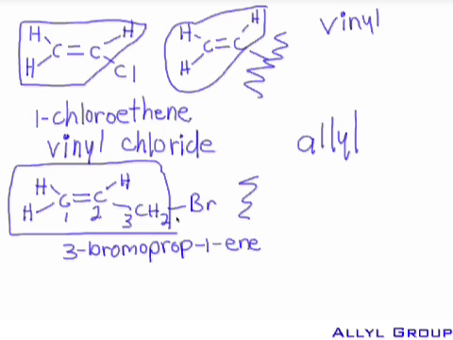Now, what is the common name for this? Well, this whole group is called allyl. So the common name is an allyl bromide. Okay, so we got some new common names based on double bonds.